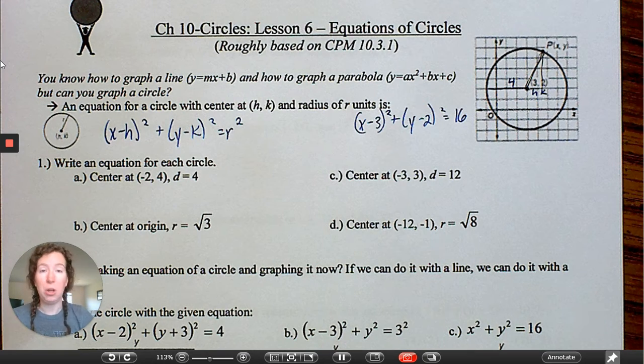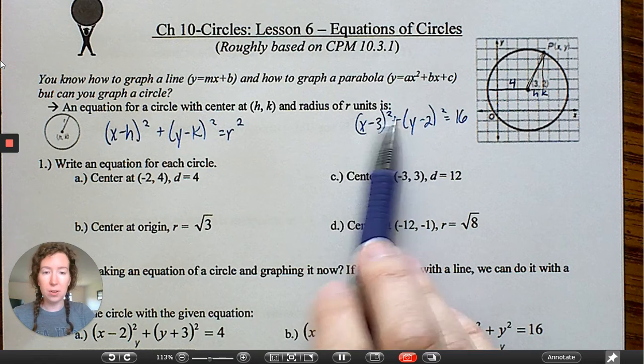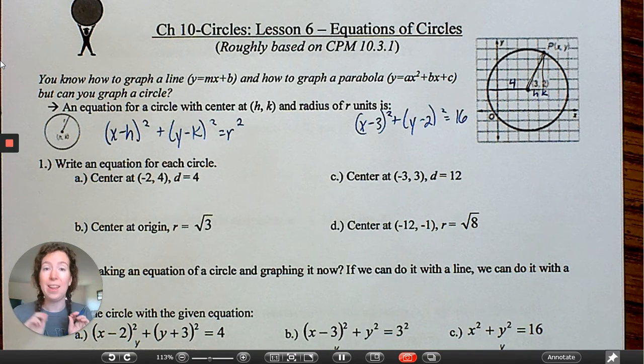And that's it. There's nothing else to do. You don't need to solve for y. You don't need to FOIL this out and get rid of the squares. You don't need to simplify. That's it. You want it in this form.